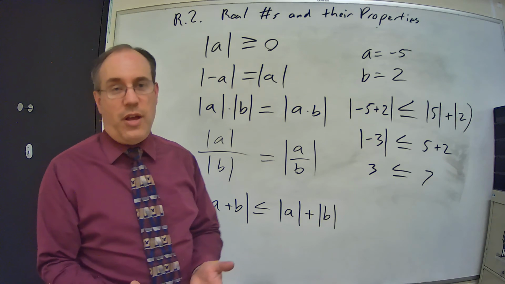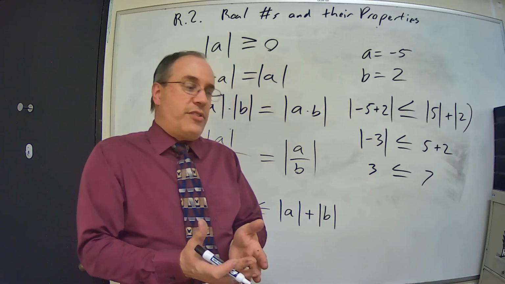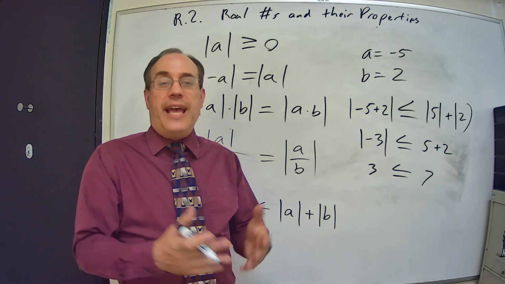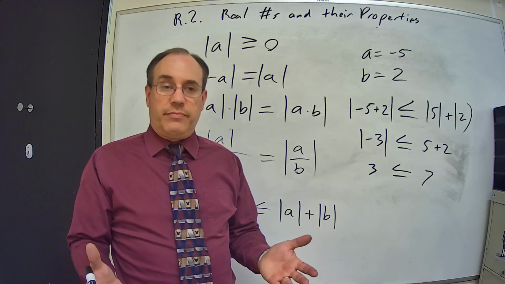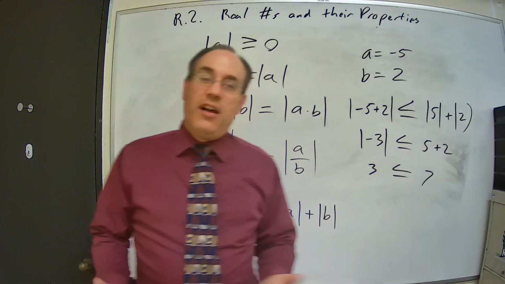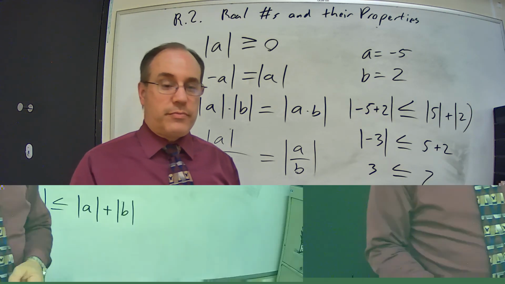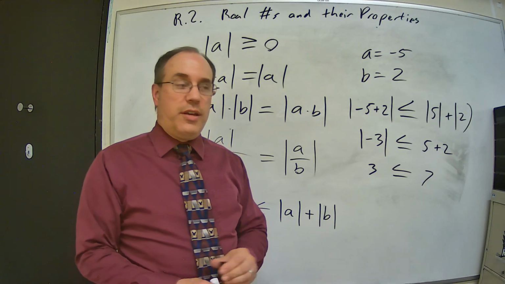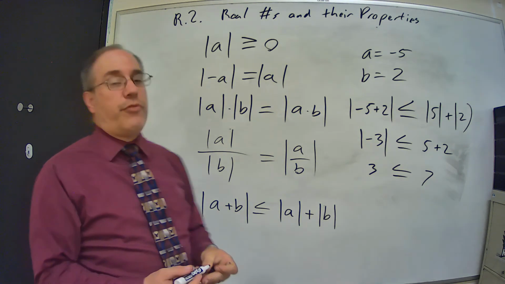So that's just a demonstration of what it's doing here. If you're finding the difference between two numbers, you're going to get a smaller value than if you were to add the absolute values of each of those two numbers. So that is always going to work. So there are some properties of real numbers.